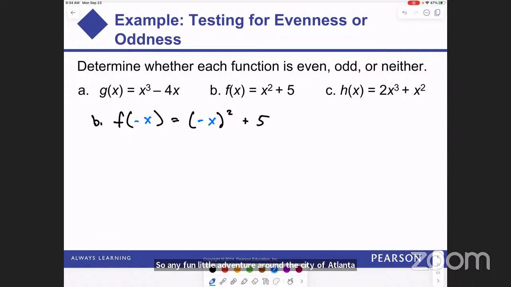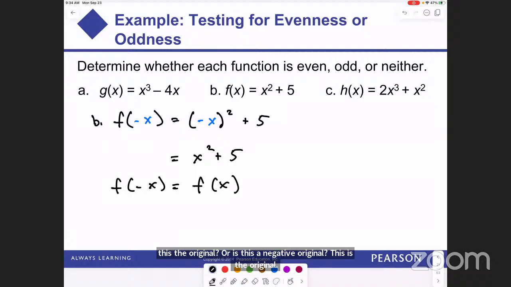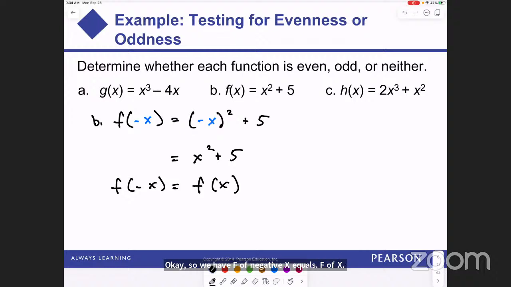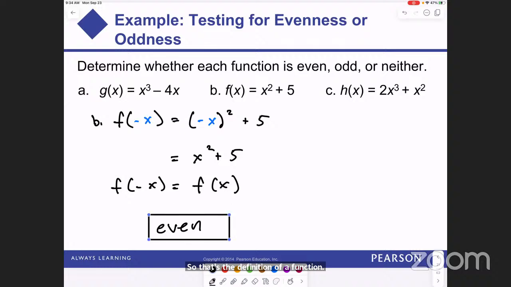Okay, so with this one, we have an even number squared. Sorry, a negative number to an even power. So that means that the final result is going to be positive. Is this the original or is this the negative times the original? This is the original. Okay, so we have f of negative x equals f of x. So that's the definition of a function being even.